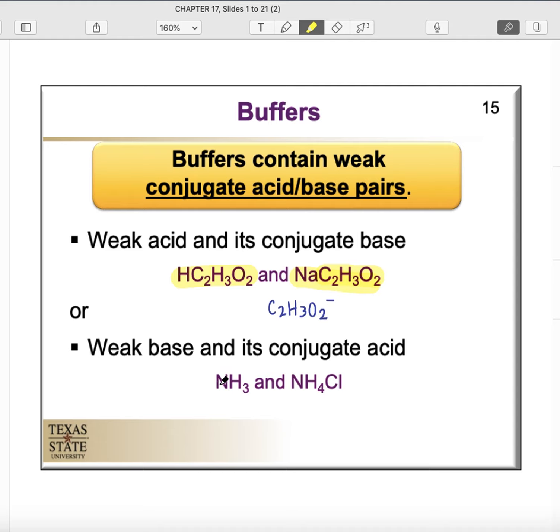Similarly, here we have a weak base such as ammonia, and what I need is to have its conjugate. This is a weak base, so its conjugate acid is going to have one extra hydrogen ion. Therefore, it's going to be NH4+. But again, I cannot buy or find a bottle of ammonium ions. What I can find is a salt that contains those ammonium ions, and in this particular case, I'm listing ammonium chloride as a source of that conjugate acid. So my buffer would be made from that weak acid or base and the conjugate in the form of a salt.